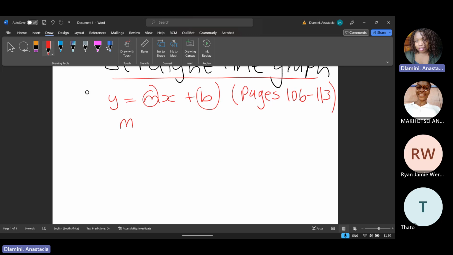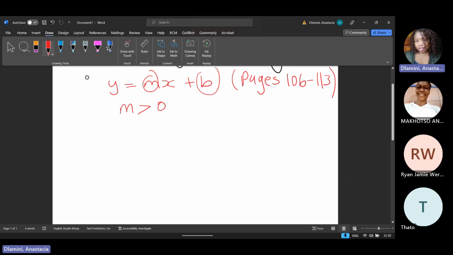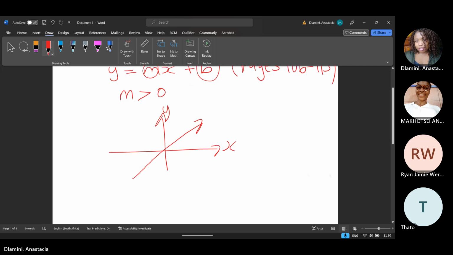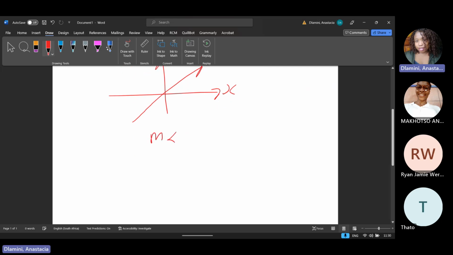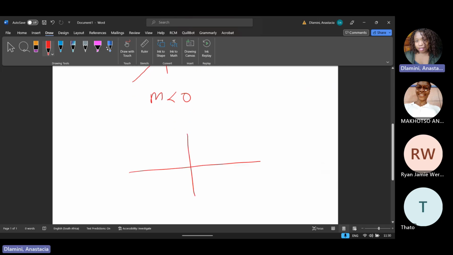So now where m is the slope of the line. They say if m is positive, meaning that m is greater than 0, the slope will look like this. So this is y and this is x. And if m is negative, meaning that m is less than 0, the graph with a negative slope will look like this. So it will be decreasing like this.